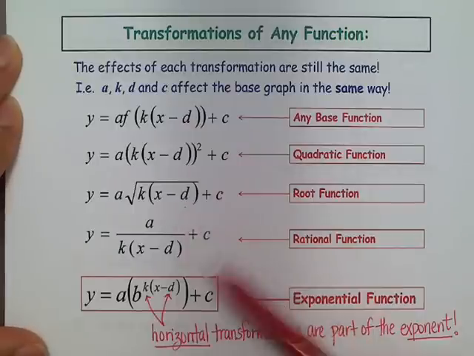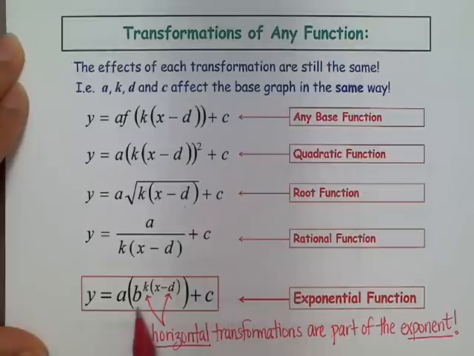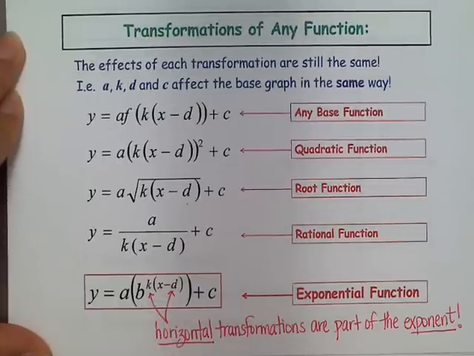Here's the root function with all the transformations, the rational function with all the transformations, and finally the exponential function with all of its transformations as well. And what you should notice is that because the variable x is in the exponent, for exponential functions, all the horizontal transformations are part of the exponent. So you'll notice a little k and a little d in the exponent. That's where you'll find the horizontal transformations. A and C, as usual, will be at the beginning and at the end, and those represent your vertical transformations. B, which is the base of the function, is the one part that makes an exponential function a little bit more unique. So we're going to look at how to graph these in a few minutes.